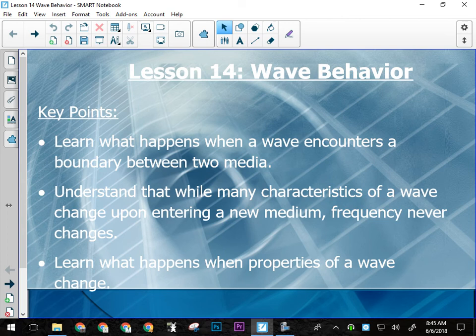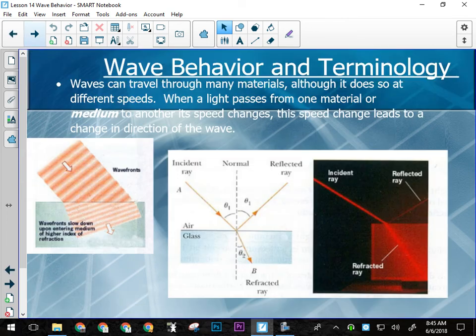Okay, so we got to learn what happens when a wave encounters a boundary between two media. Understand that while many characteristics of a wave change upon entering a new medium, frequency/period never changes. Okay, and learn what happens when the properties of a wave change. Okay, so waves can travel through lots of materials. Okay, some types of waves travel better through certain materials than others. All right, so for example, transverse waves, okay, travel better through lighter materials, whereas longitudinal waves, okay, compression waves like sound, travel better through more dense materials. Okay, just the nature of the types of waves.